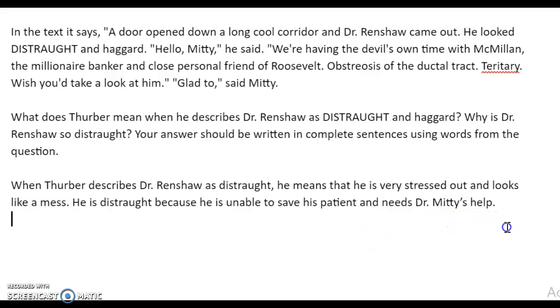So do you see that these should be about 2 sentences long, and they should answer both what the word means and why that word is used. So please make sure you're answering both parts of these questions, otherwise you'll only get half credit.